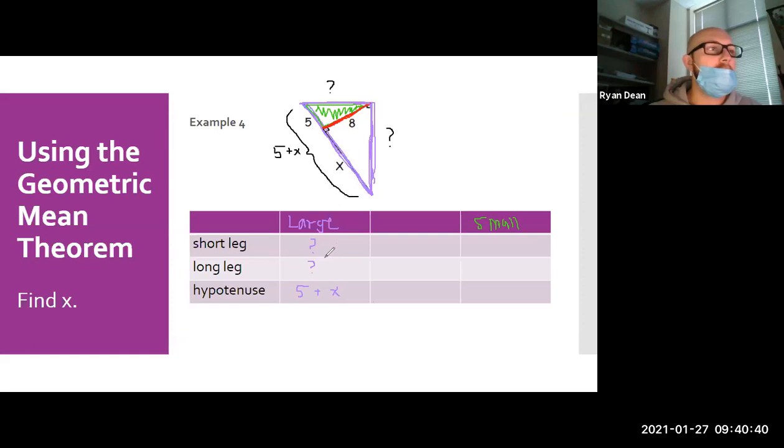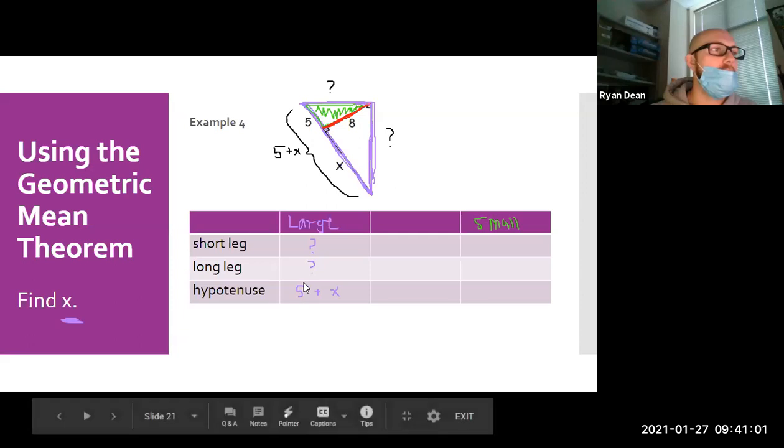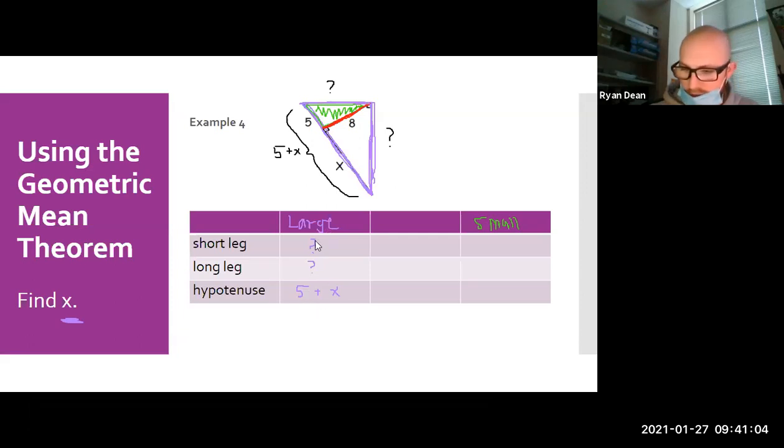Since we have 2 question marks in this large piece, are we going to be able to use the large triangle to figure out what x is? Probably not, right? Because for us to use a portion of the triangle, we have to know 2 side lengths. So we're going to move on to a different triangle. In green, I've got this small triangle here. Let's go ahead and fill in some of the values for the small triangle.